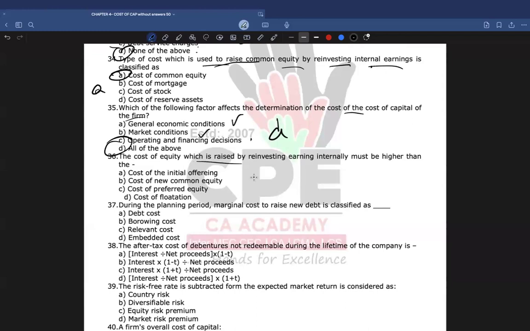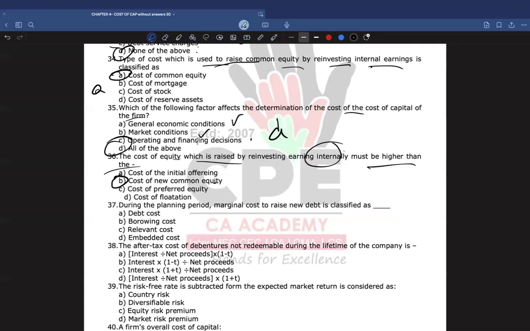The cost of equity which is raised by investing earnings internally generated must be higher than what? Any internally generated earnings are always compared with cost of equity. By default the answer is cost of equity, because internally generated earnings are as good as retained earnings, and retainings are every time comparable with the cost of equity. So it's similar to cost of equity. So obviously it has to earn higher than the cost of new common equity.